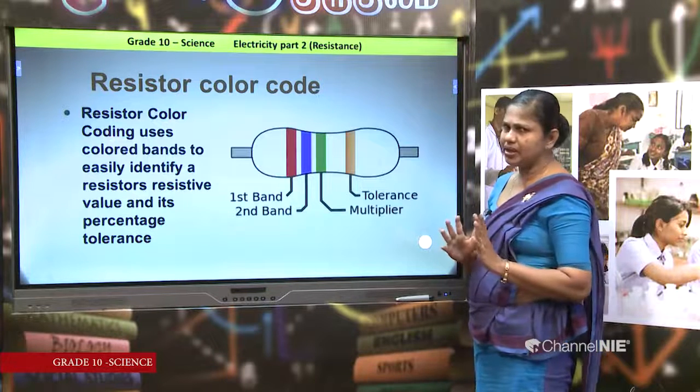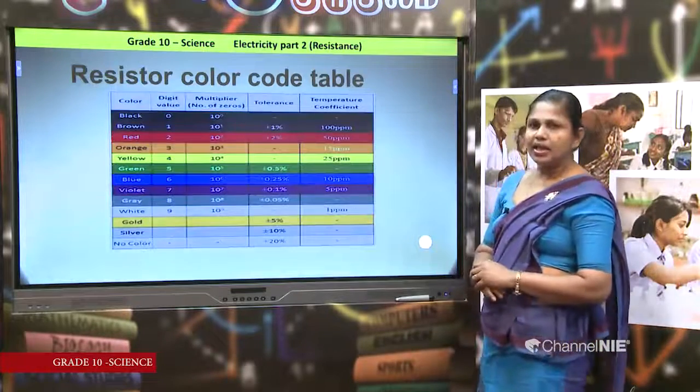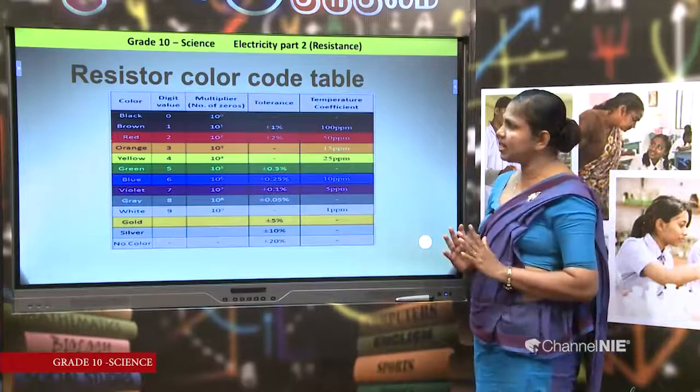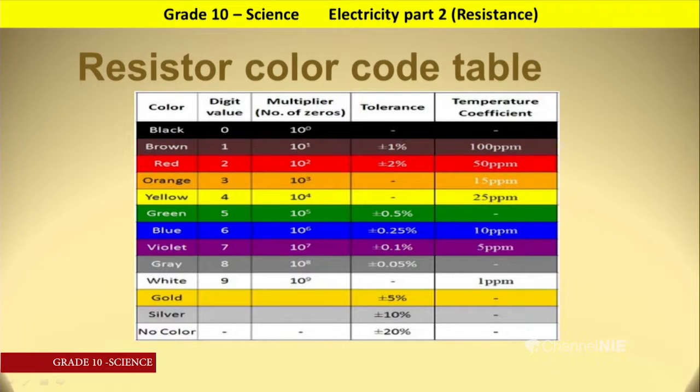I'll explain the meaning of all these things, children. Don't worry. Here, what's this? This is the resistor color code table. In this table, for each color, a code number is given. You can see here for the black color 0, brown color 1, red color 2.